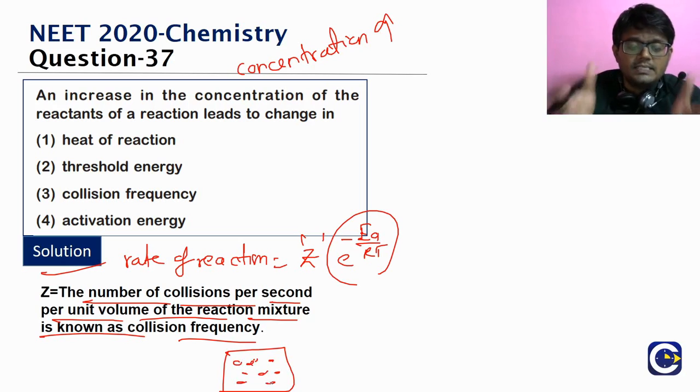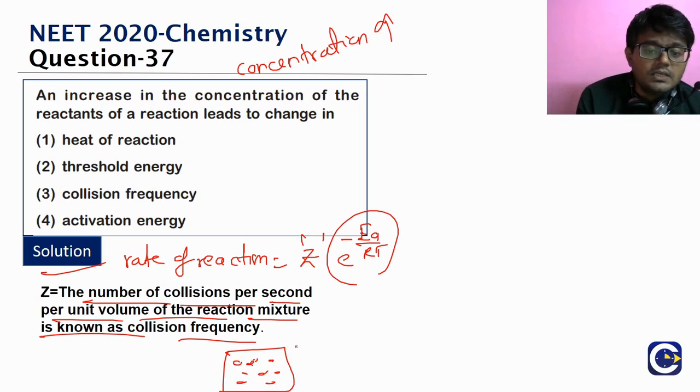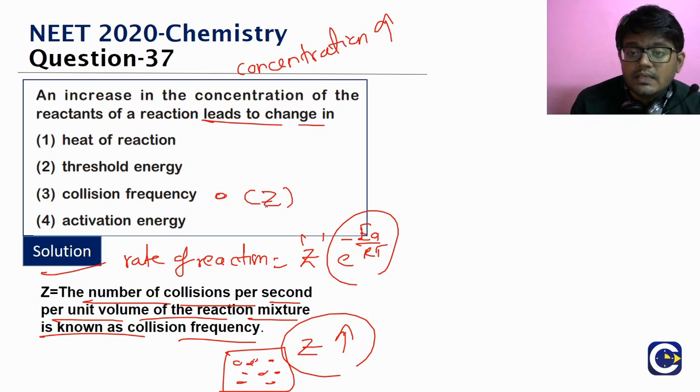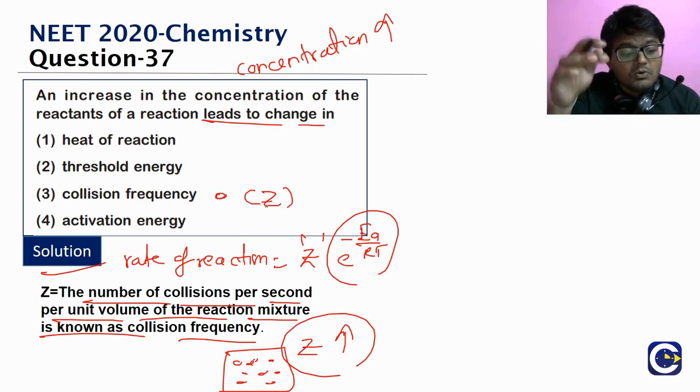The number of particles in that volume is increasing, which means the collision frequency Z is going to be increasing. So Z depends upon the concentration. What is the one that is going to be changing here? It is the collision frequency. Collision frequency will be changing. What about the other terms?